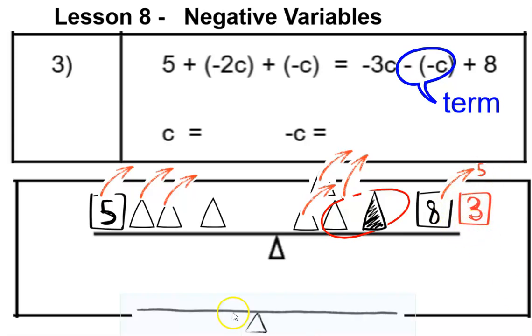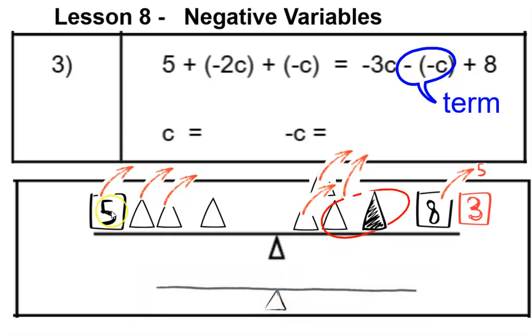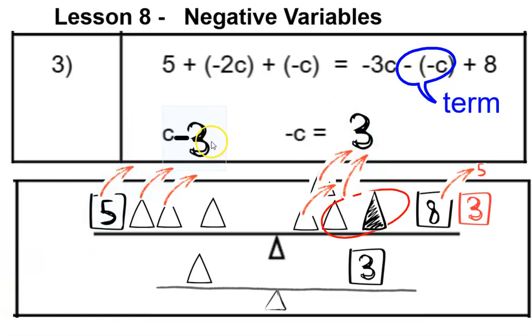So now let's redraw our scale and see what we land up with. I've got a negative c on one side, and on the other side, I'm just left with a 3. Again, we see that our negative c is 3, and so our positive c is negative 3. And that concludes our lesson 8. Thank you.